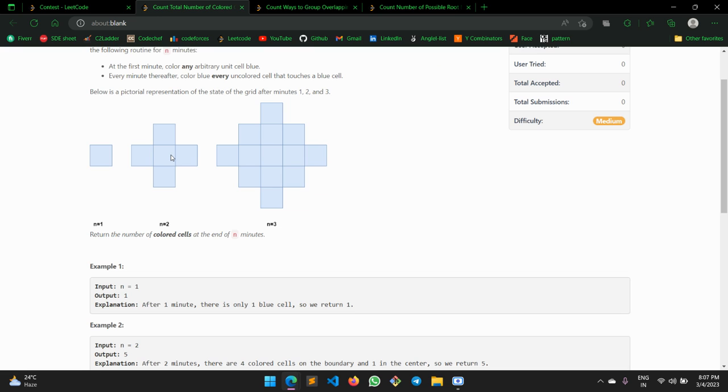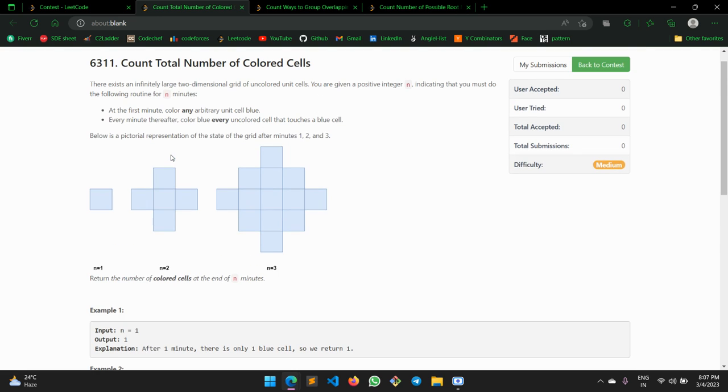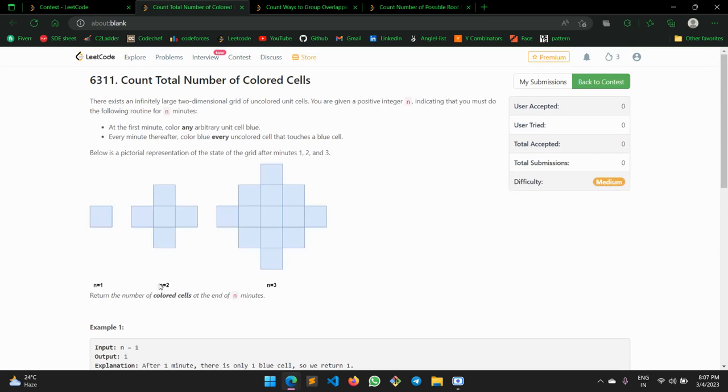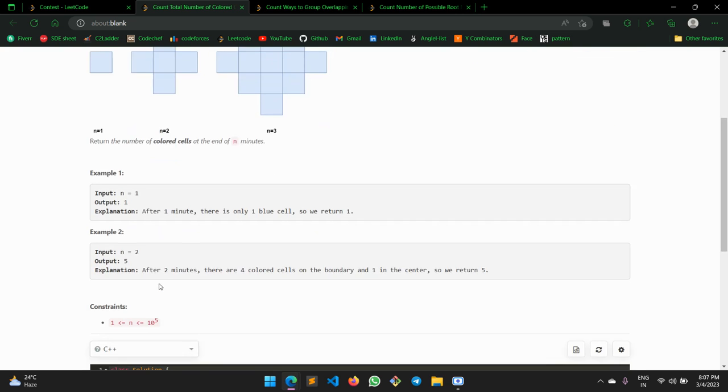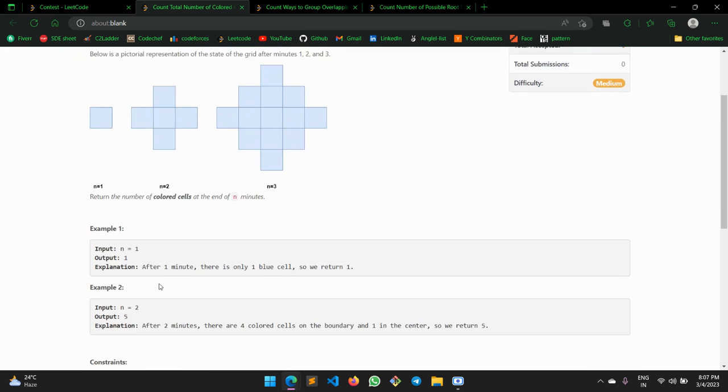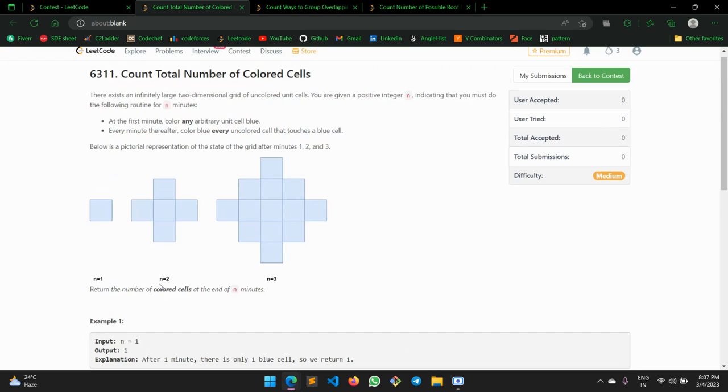So basically, after 1 minute, it is expanding. For n equals 1, it was distributed. So it says if n is small, we can't actually repeat the same thing to find the number of colored cells. So we have to find some formula.